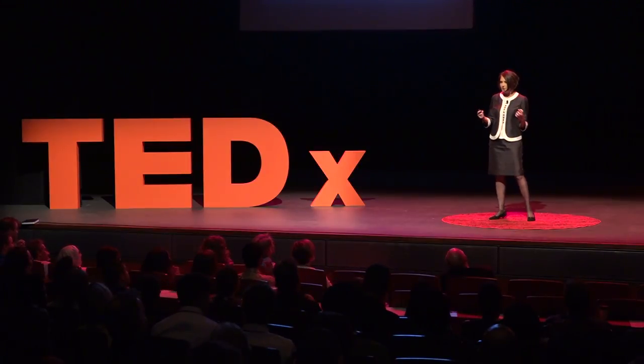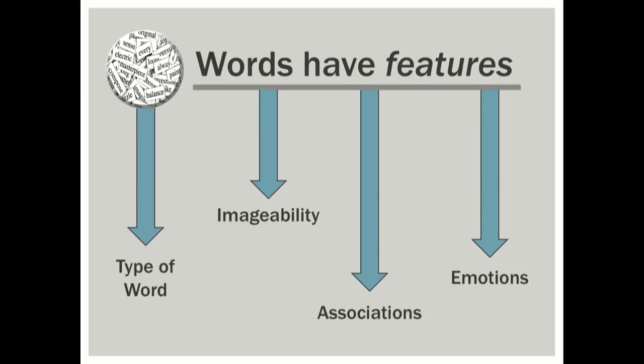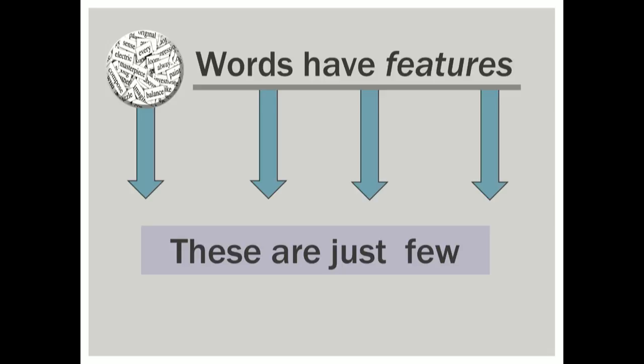And we have emotions that are attached to words. And so if I talk about fear and politics, that has different emotions than if I talk about kittens and hope. So these are just a few of the features that we use when we're thinking about language. These are only a few of the features of words. We have all of our experiences. All of your experiences are packed into those words that you're using, and you use all of those experiences when you're understanding language.